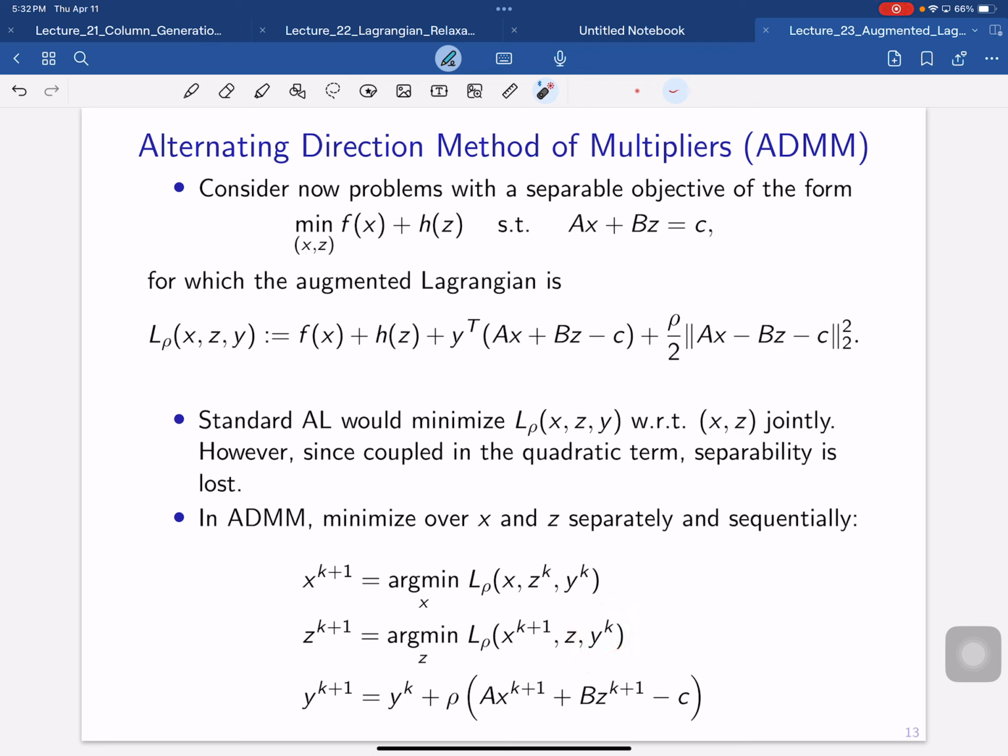And then finally, after x and z are optimized, you can take the gradient step for the y variable. So what is the difference between this method and augmented Lagrangian?